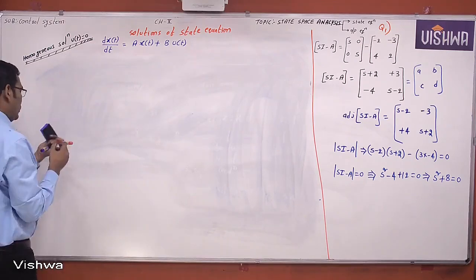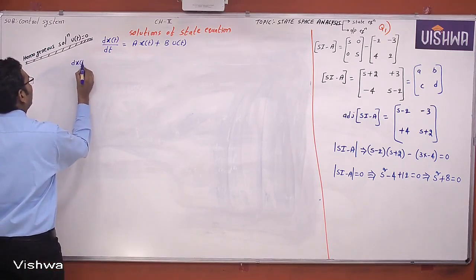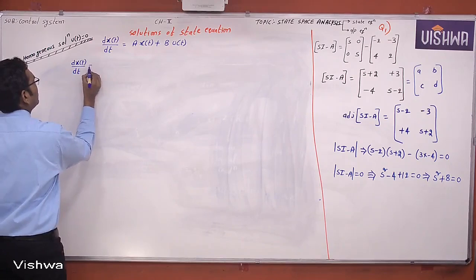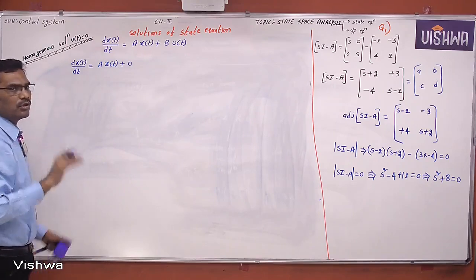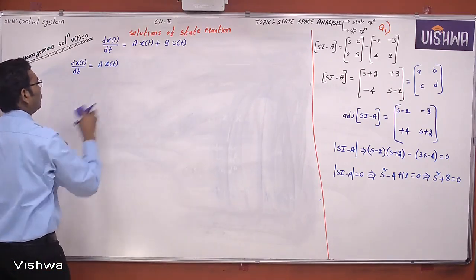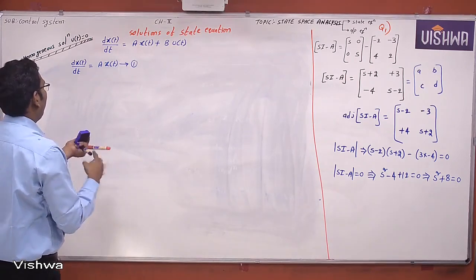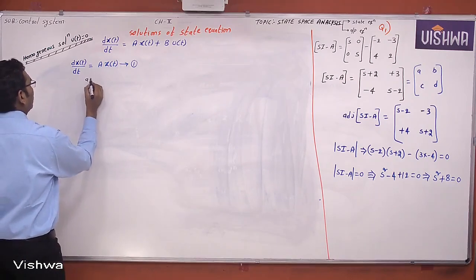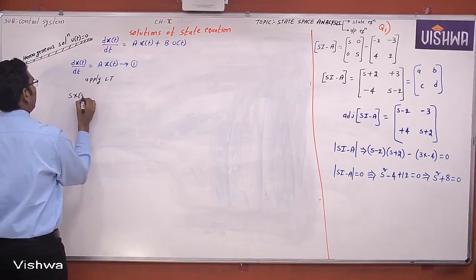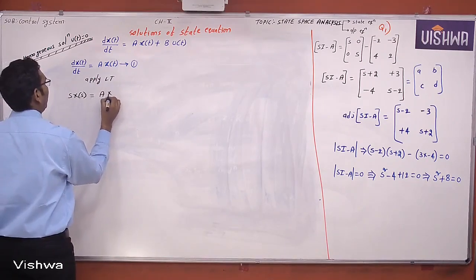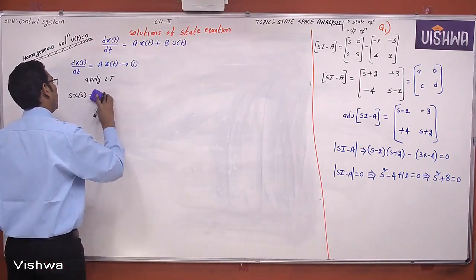If u(t) equals 0, then dx(t)/dt equals A x(t) plus B times 0, so the input term is 0. Let us take this as equation number 1. Now apply Laplace transformation: s X(s) equals A X(s). I am not taking any initial conditions, or you can take them, not a problem.